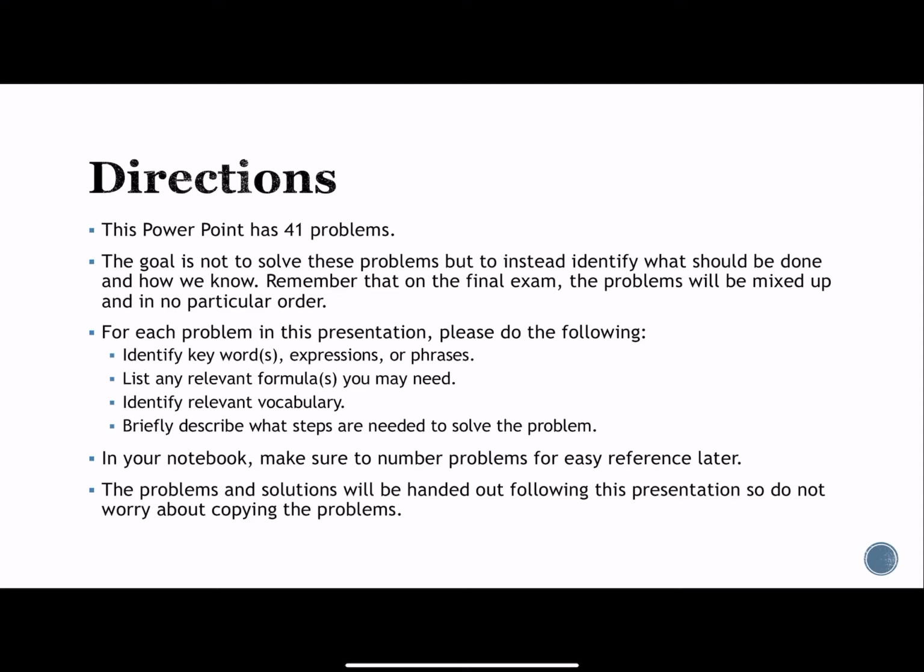And what's nice is that all of these problems do have answers, the solutions, so you can actually go back and work them if you want to later on. And so it's all posted on the Canvas website for you. So that's the good news. So let's get started here.